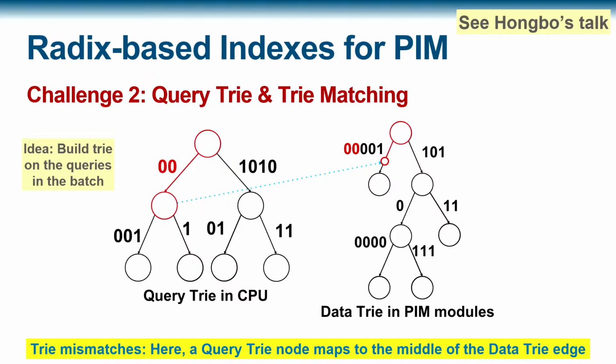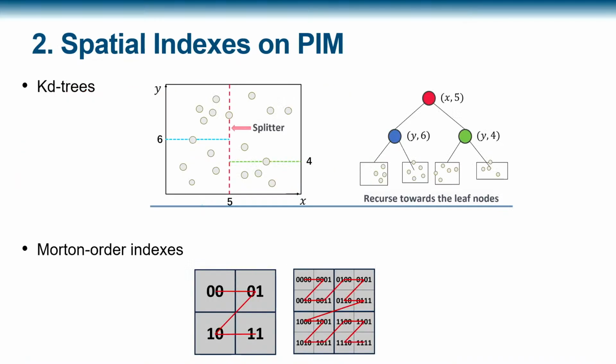And Hongbo is going to tell you about that. Iwei is going to then follow and talk about our work on spatial indexes. These are things like KD trees, right? You have the points and you split along dimensions at medians, and you get this tree. And now you want to do spatial k nearest neighbors and spatial lookups. He's also going to talk about a more ordered version of this, right? Where instead of doing the KD tree trick, you linearize the space with a Morton order, and you build a tree on top of that. Okay, so again, see his talk for how to do that well on PIM.